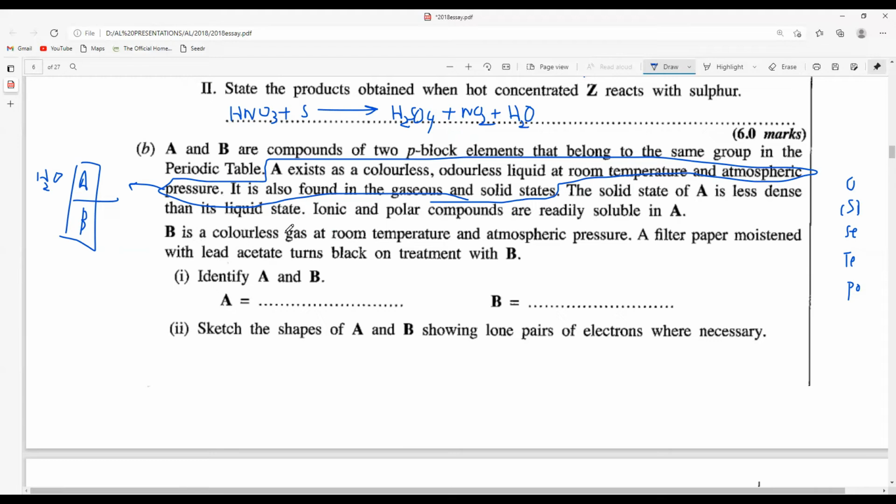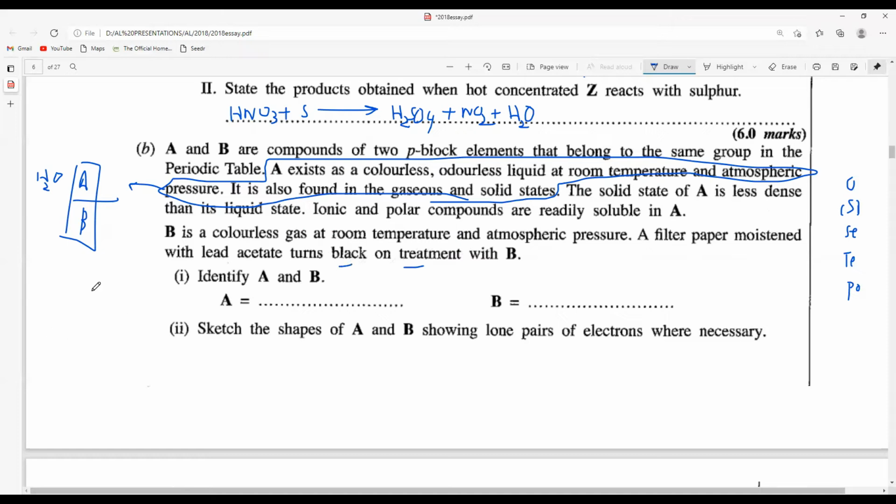B is a colorless gas at room temperature. Okay, so B is a colorless gas, so it can be, yeah, like SO2, because these are more towards solid form, so it can be a sulfur compound. A filter paper moist with lead acetate turns black. Okay, so this gives you the confirmation.